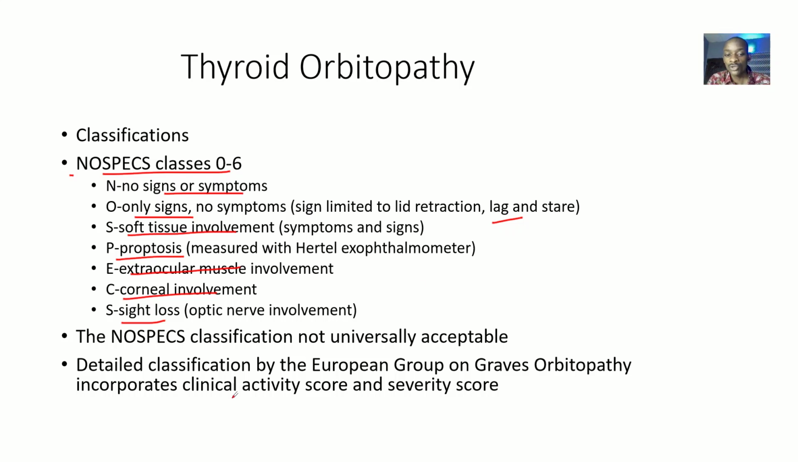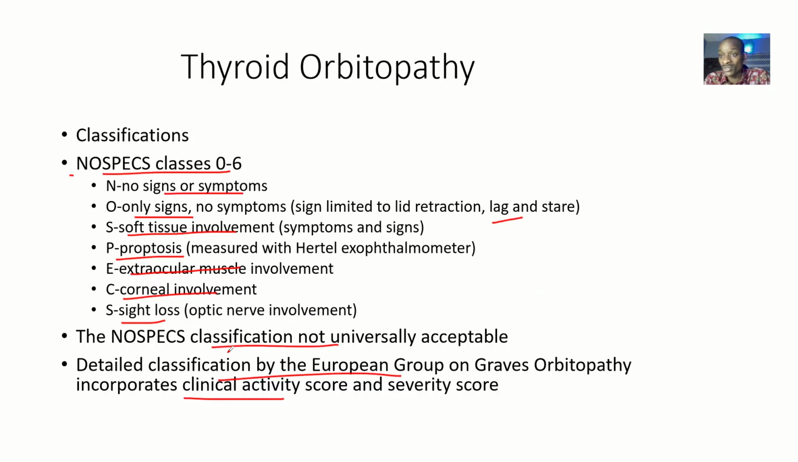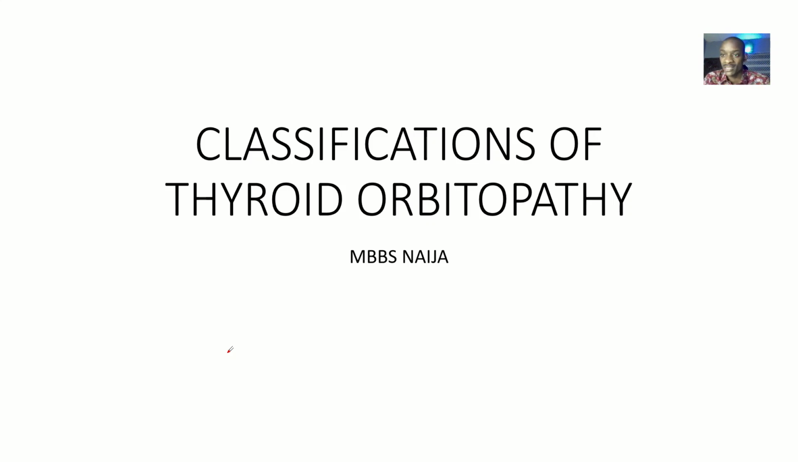Okay. So NOSPECS classification is not universally acceptable, but it's quite nice. So detailed classification by the European Group on Graves Orbitopathy incorporates clinical activity score and severity score. So that one too, we'll still be looking at it specially. Okay, European Group on Graves Orbitopathy classification. All right, so that's it for the NOSPECS.